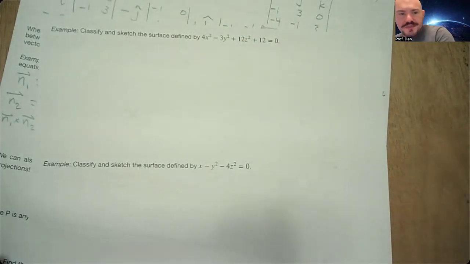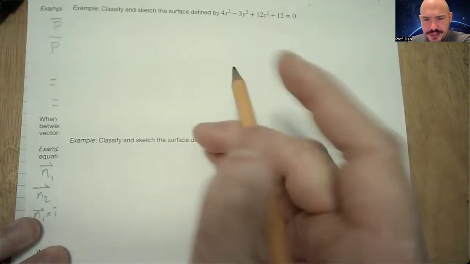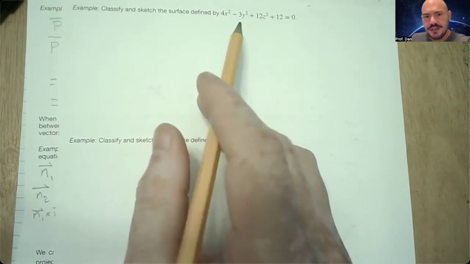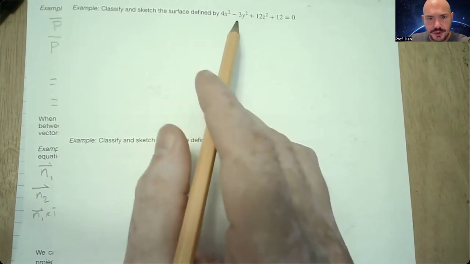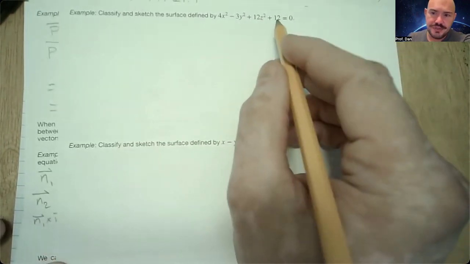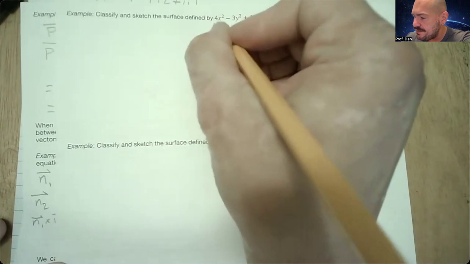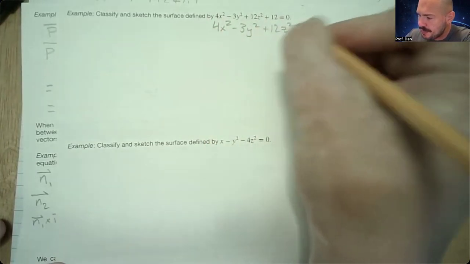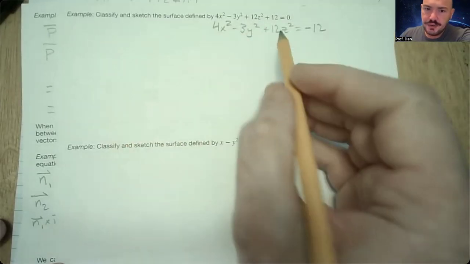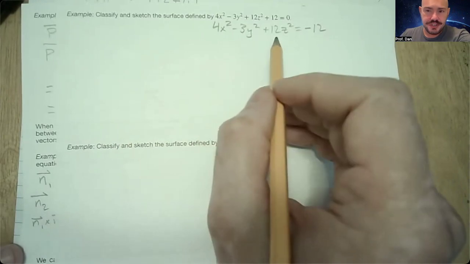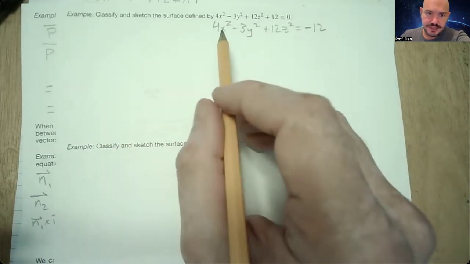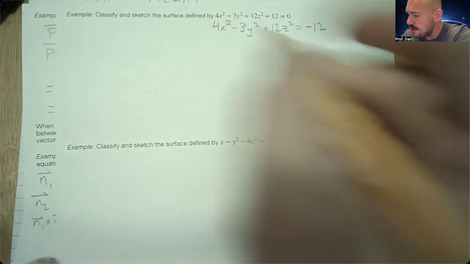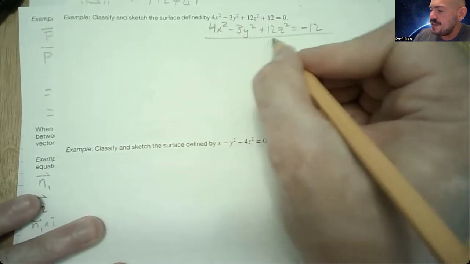The first one, we want to classify and sketch the surface defined by this equation. First, we have to make sure that we get everything in standard form, meaning I want to move my constant term to the other side. And then I want to divide by the largest coefficient. What this does is it makes it so that we have x squared over a number, y squared over a number, z squared over a number. So I would have to divide all of these by 12.